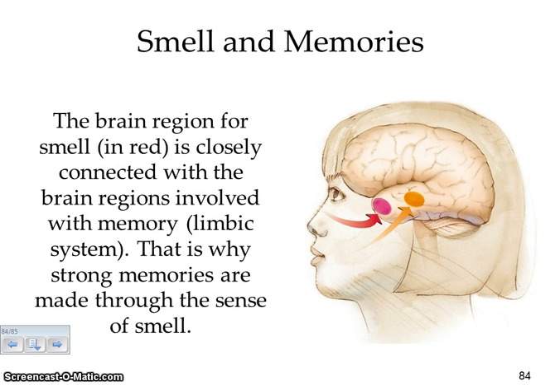So smell and memory, they're related. So the brain region for smell in red is closely connected with the brain regions involved with memory, the limbic system. This is why strong memories are made through the sense of smell. So that's why people know their mate, or they know their kids by the smell, okay?